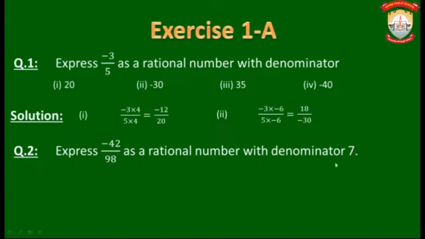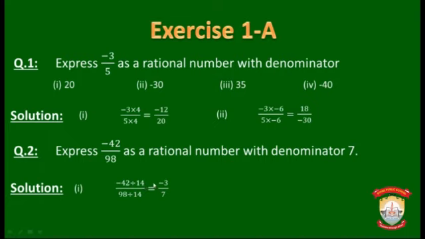Now, from property 2, we know that we can divide both denominator and numerator by same number. By doing so, the value of rational number remains unchanged. So, here on dividing minus 42 and 98 by 14, we will get minus 3 upon 7. Thus, denominator of our rational number becomes 7.